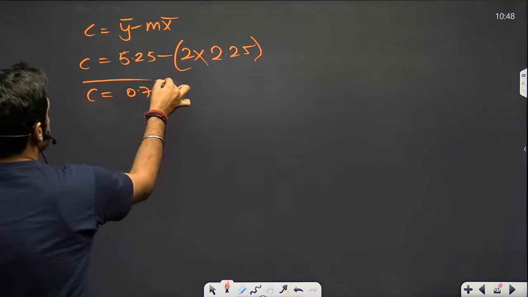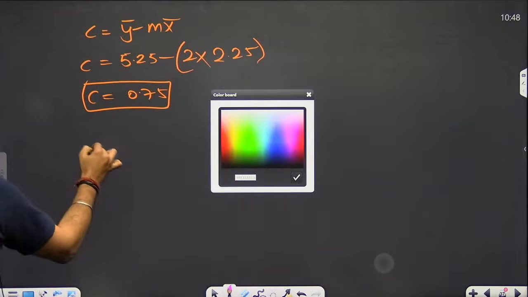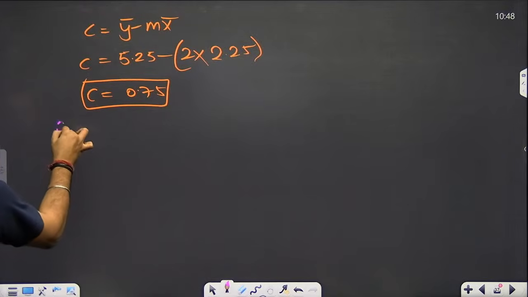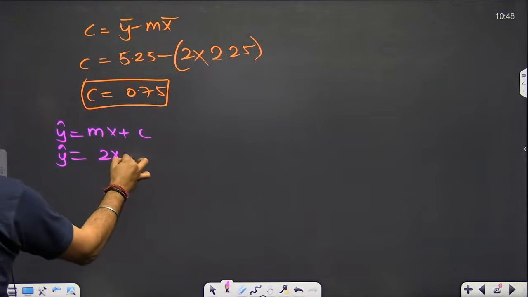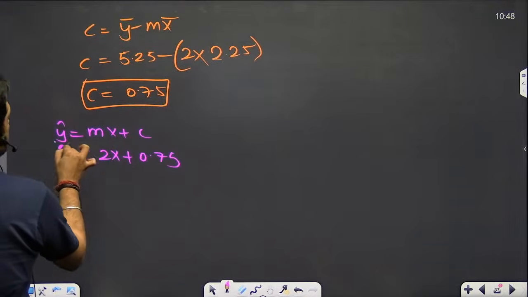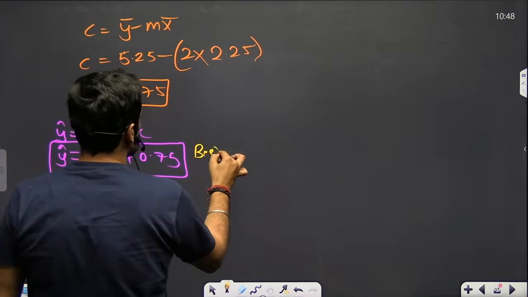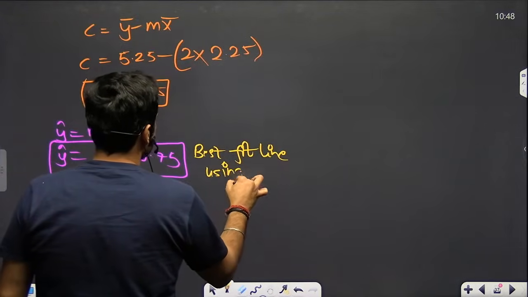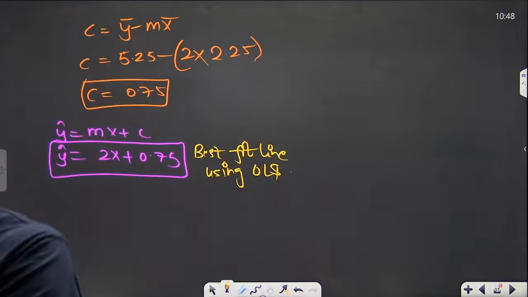So what is the best fit line? Best fit line would be y hat equals mx plus c. That means y hat equals 2x plus 0.75. So this is the best fit line that I would be obtaining, the best fit line using OLS method. Okay, so please complete this.